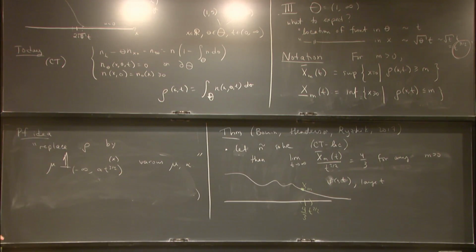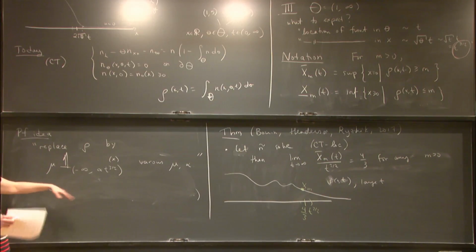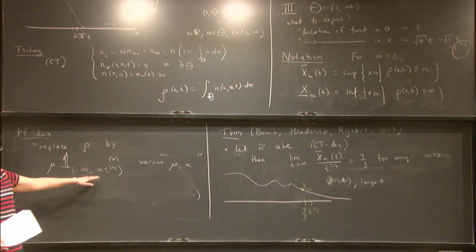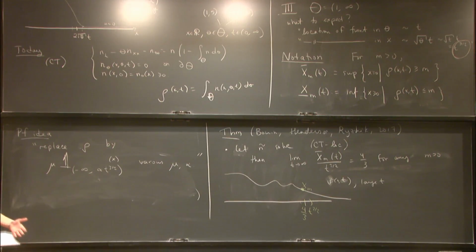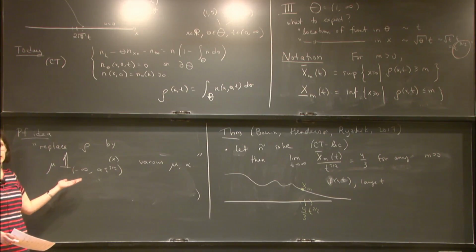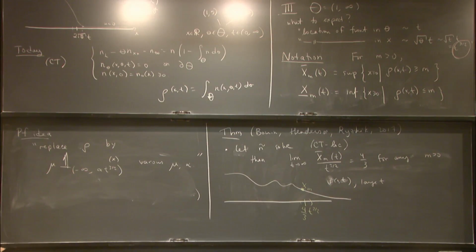So why is this useful? Well, because you can make arguments of the sort, suppose the front is located at some place, let's say alpha t to the 3/2, that means that rho is 0 in front of the front and bigger behind the front. And you can refer to the corresponding one of these problems. Okay, but I will stop here.